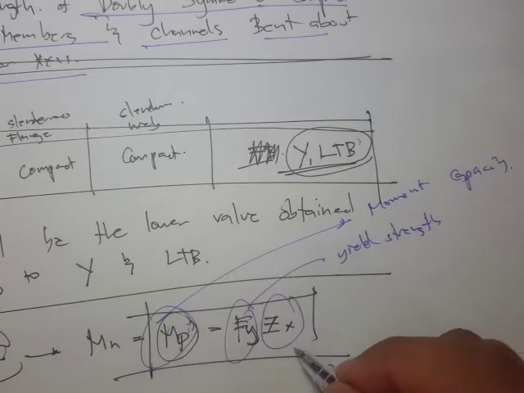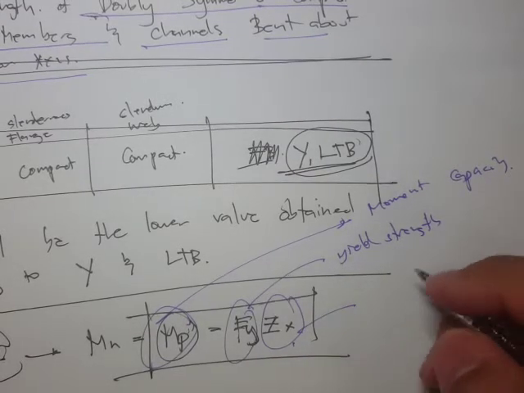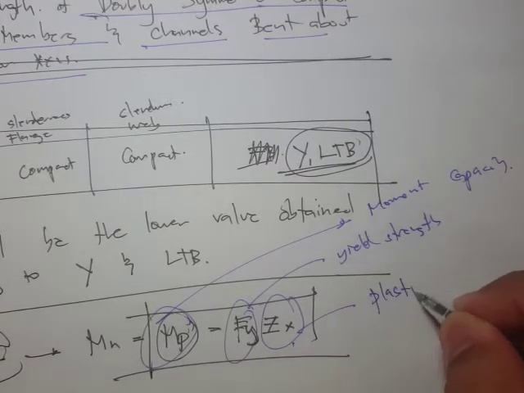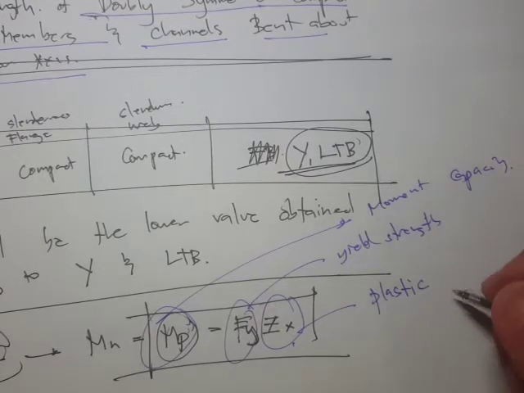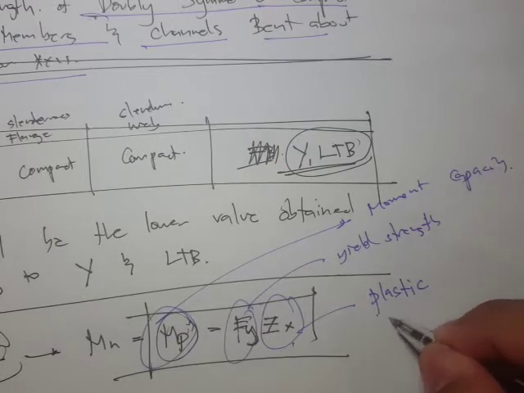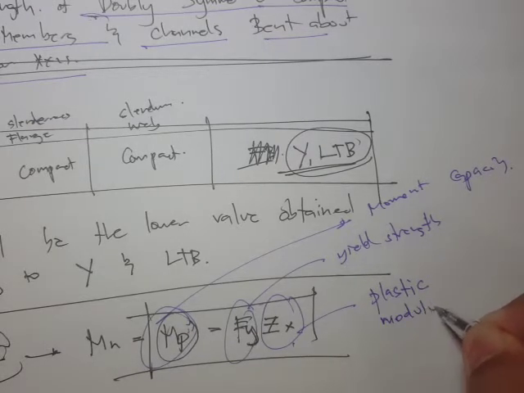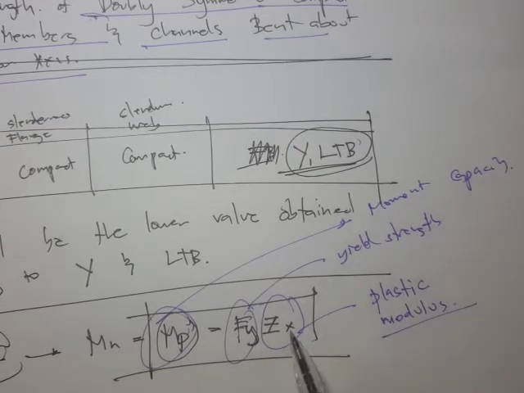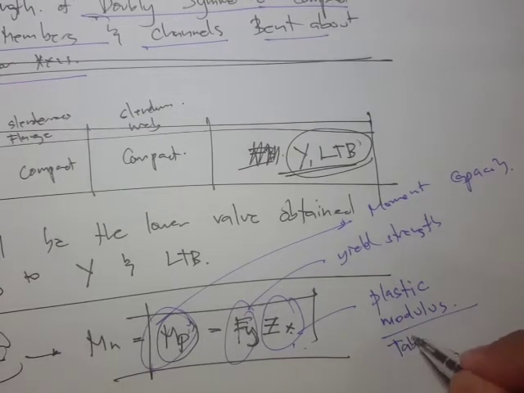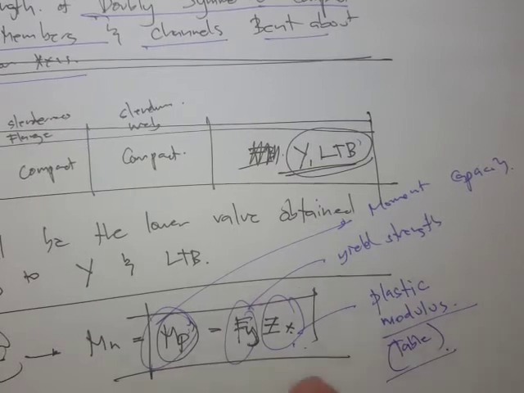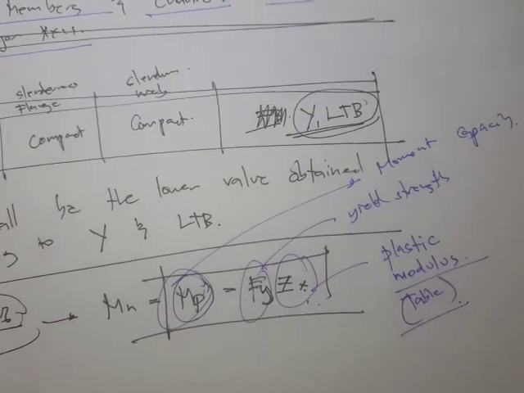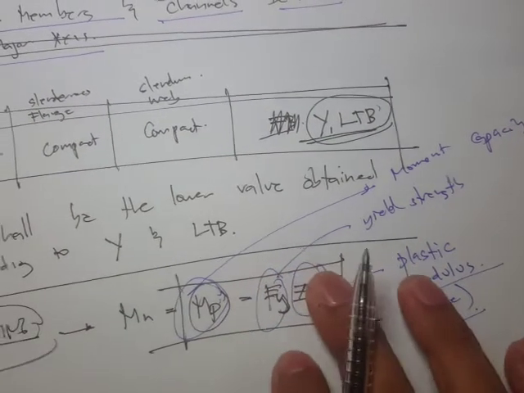Then this Z sub x is just the section modulus, but in the plastic region. So I think that's the plastic modulus along the x. Okay, so you can find this in the table. See table. Okay, so if it's just yielding, then you just apply this equation.